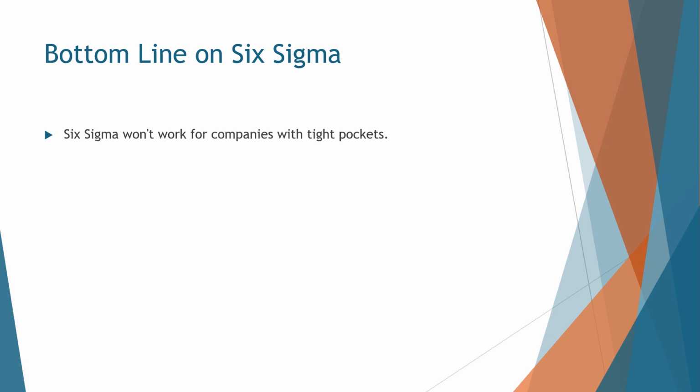Bottom line on Lean Six Sigma. Before going ahead, we should look at the bottom line in Six Sigma. Six Sigma won't work for companies with tight budgets or in which management's attention span to quality initiatives is measured in weeks rather than months or years. Be aware of the hype. Six Sigma doesn't solve all problems and it shouldn't be applied in all situations.